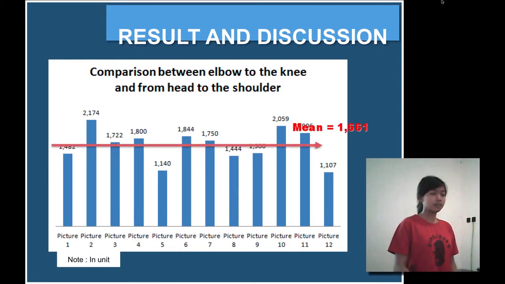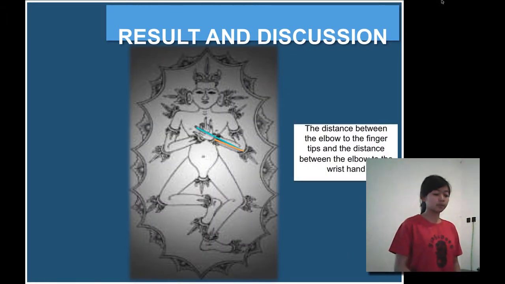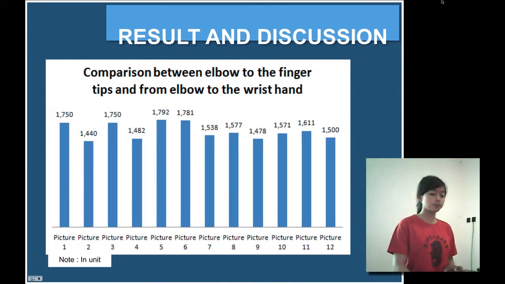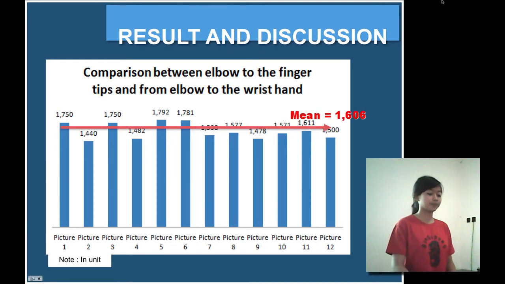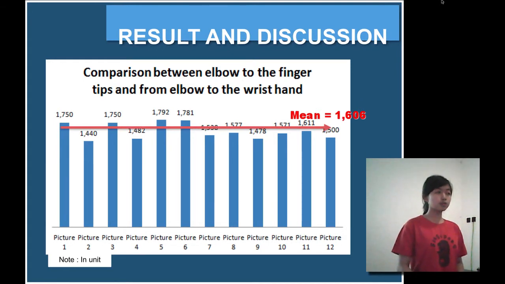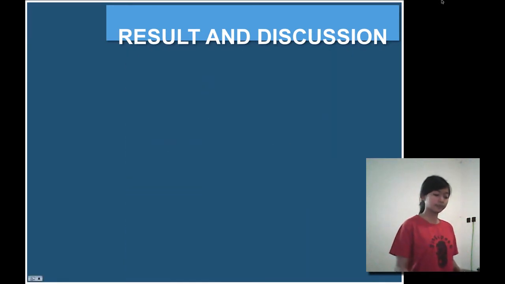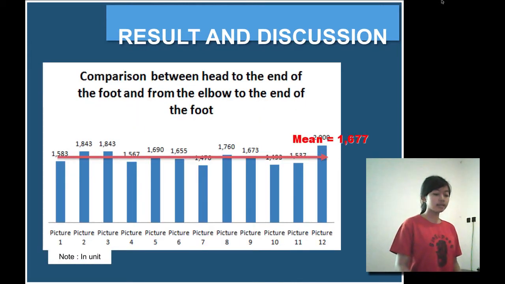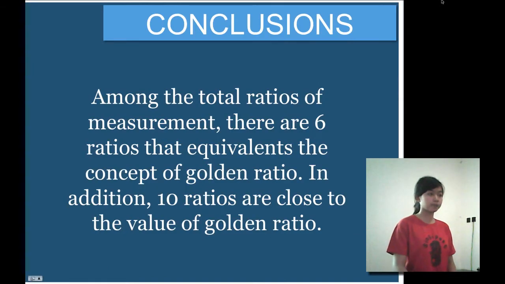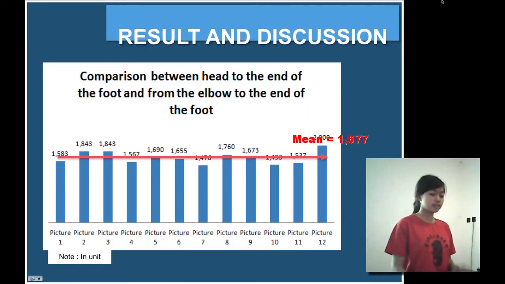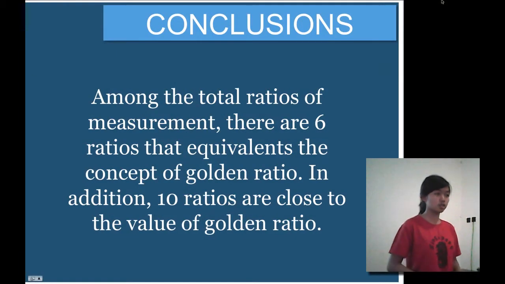The fifth comparison: the distance between the elbow and the fingertips compared with the distance between the elbow and the wrist. This is the value of each picture, and it has a mean of 1.606. The last comparison: the distance between the head and the end of the foot compared with the distance between the elbow and the end of the foot. This is the value of each picture, and it has a mean of 1.677.